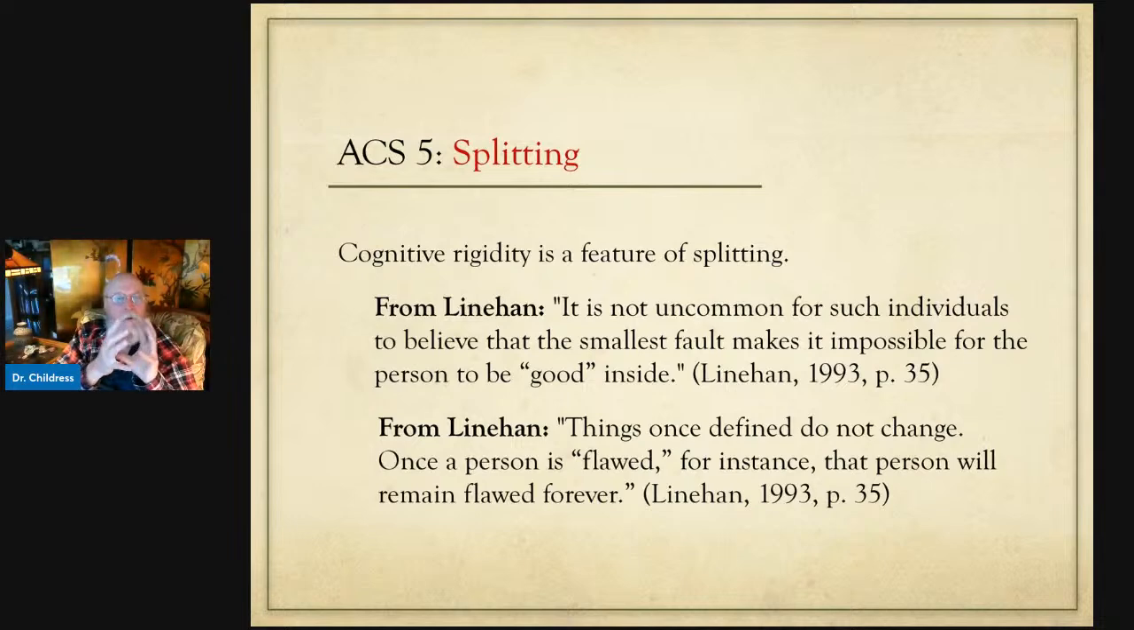People who have middle, people who have gray, can be flexible about things. But people who operate in this black or white extreme way of thinking get very rigid in their beliefs. And Marsha Linehan, top expert in personality pathology, describes this feature of splitting, this cognitive inflexibility: "It is not uncommon for such individuals to believe that the smallest fault makes it impossible for that person to be good inside. Things once defined do not change. Once a person is flawed, for instance, that person will remain flawed forever."